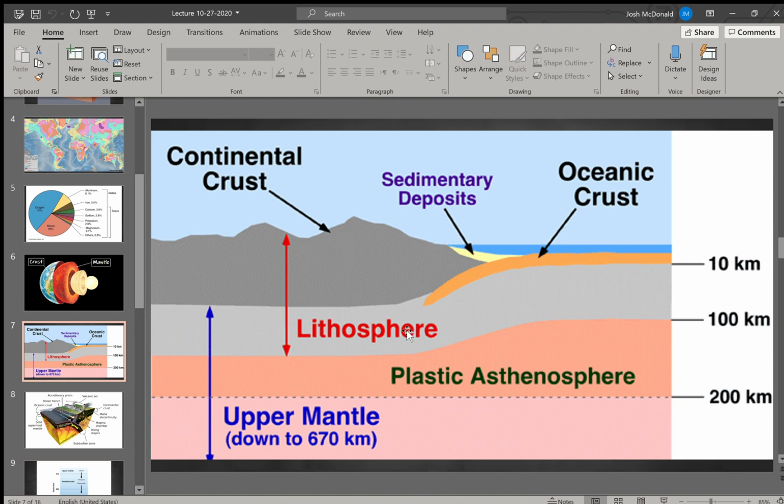And that's a little more rigid, a lot more rock, heavier rock involved. But below that we have what's called the asthenosphere, and this is a little more plastic, meaning that it's a little more fluid. It's not necessarily a liquid, but it is not a very rigid solid, and this allows for the movement of the tectonic plates, which we'll get into later on. But this asthenosphere is a very important part of the mantle.